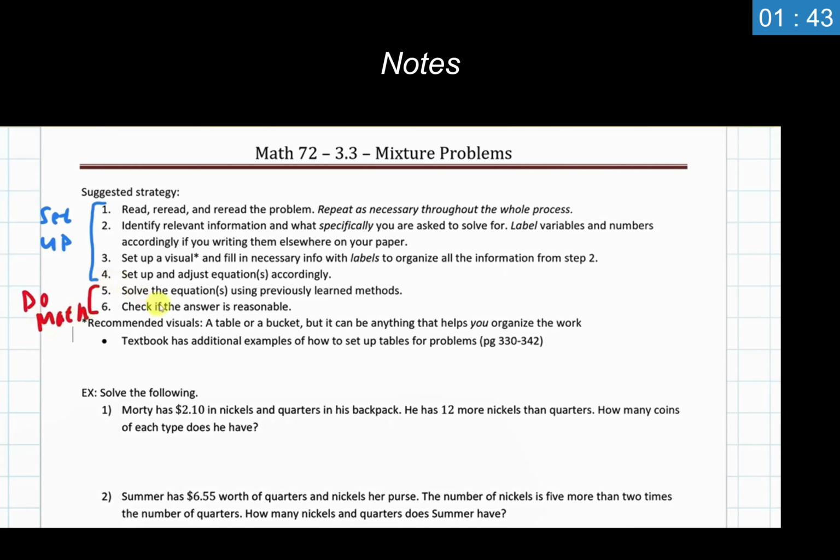And we can check our answers to see if they are reasonable within the context of the problem. A reasonable answer would be something like, I have some amount of pennies and some amount of nickels mixed in a bag or in my pocket.